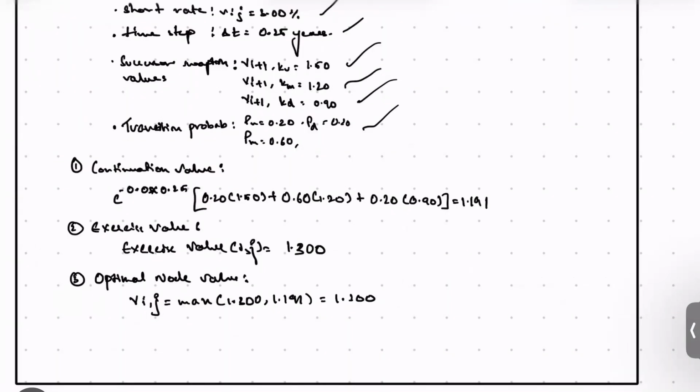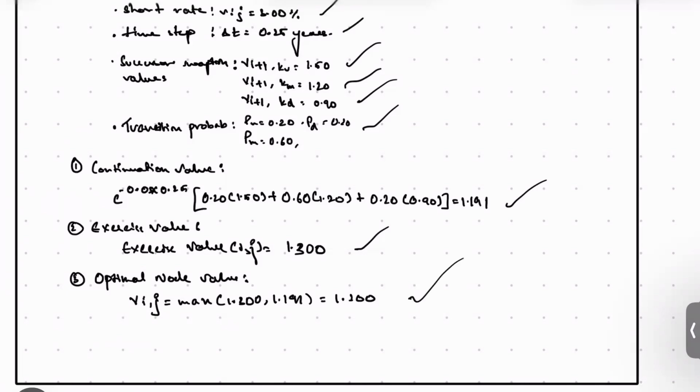So using these parameters, we can calculate the continuation value, which is equal to e to the power of minus r(i, j) times delta t, the whole multiplied by Pu times V(i+1, ku) plus Pm times V(i+1, km) plus Pd times V(i+1, kd), which is equal to 1.191. And let us assume that the NPV of the underlying swap at (i, j), found via subtree evaluation, is equal to 1.300. So according to Bellman's principle of optimality, V(i, j) is equal to the max of 1.300 and 1.191, which is equal to 1.300.